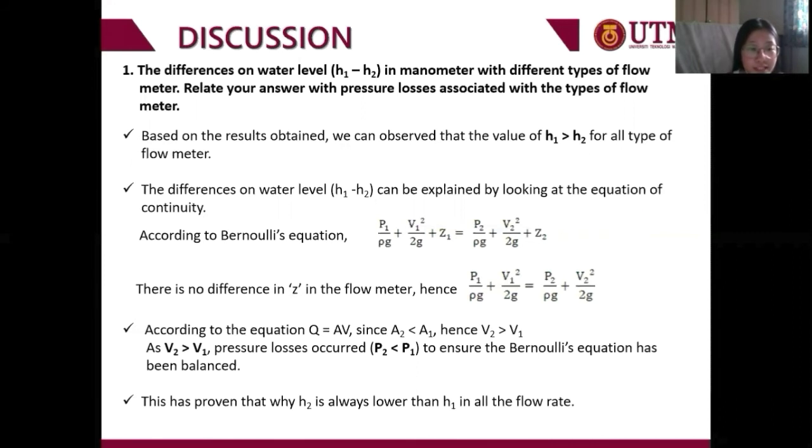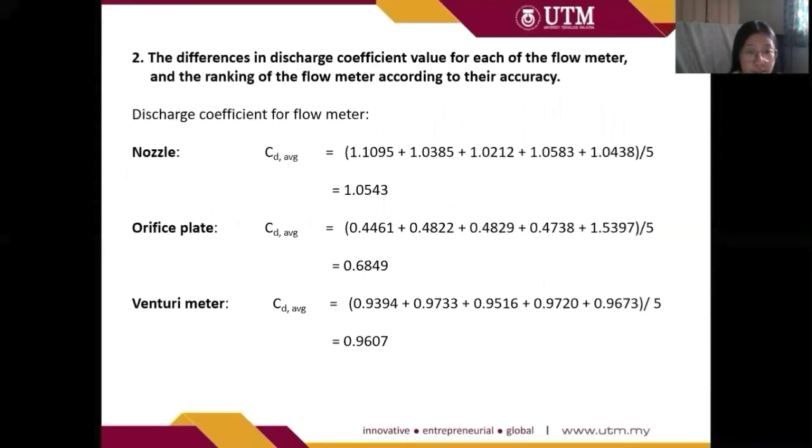And since there is no difference in Z in the flow meter, the equation becomes P1 over rho g plus V1 squared over 2g equal to P2 over rho g plus V2 squared over 2g. And also according to the equation Q equal to AV, since A2 is smaller than A1, V2 is greater than V1. And when V2 is greater than V1, pressure drops, which is pressure 2 less than pressure 1, to ensure the Bernoulli equation is balanced. And this proves why H2 is always lower than H1 in all the flow rates.